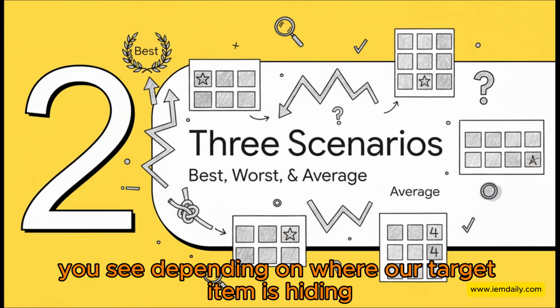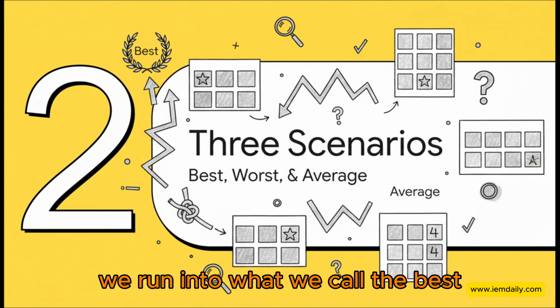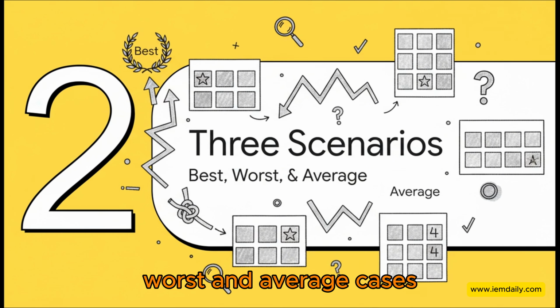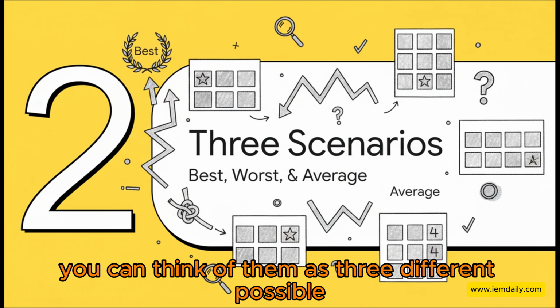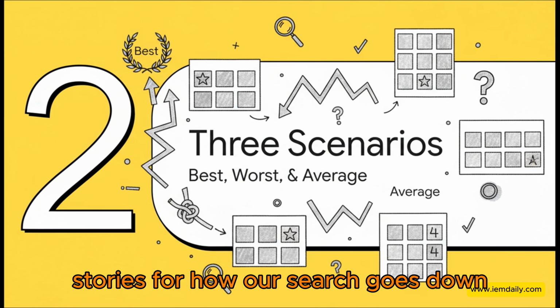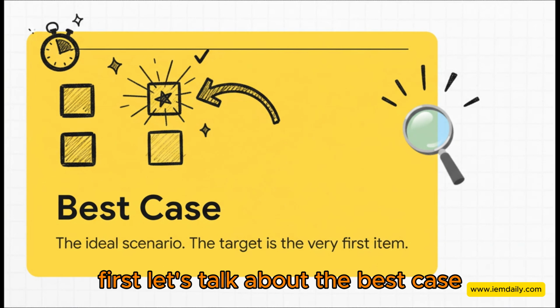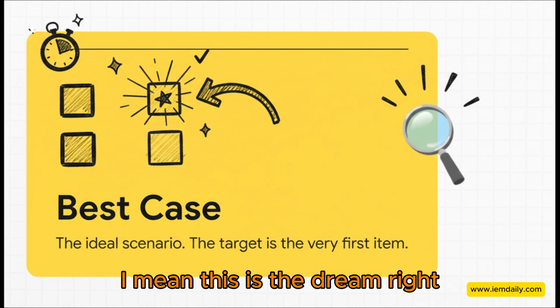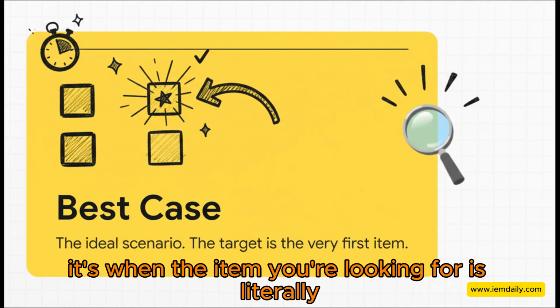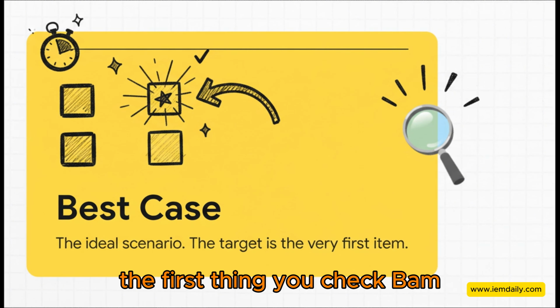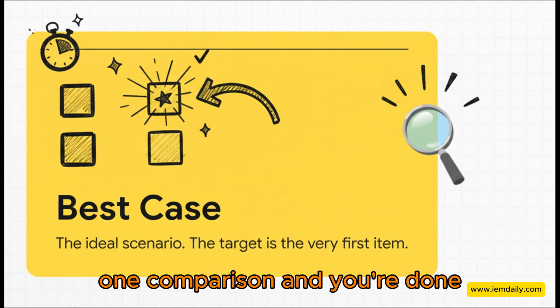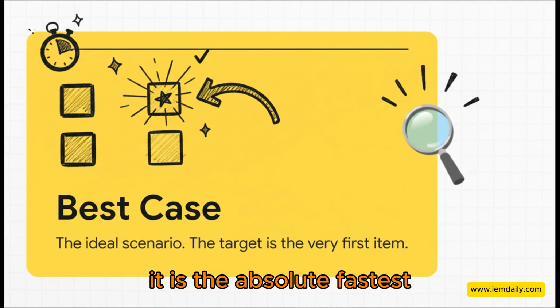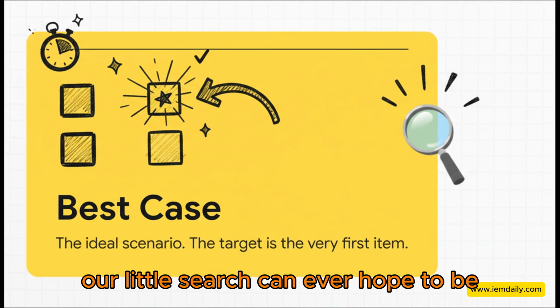Now, that super simple process can actually play out in some really different ways. You see, depending on where our target item is hiding, we run into what we call the best, worst, and average cases. You can think of them as three different possible stories for how our search goes down. First, let's talk about the best case. I mean, this is the dream, right? It's when the item you're looking for is literally the first thing you check. Bam, one comparison and you're done. It is the absolute fastest our little search can ever hope to be.